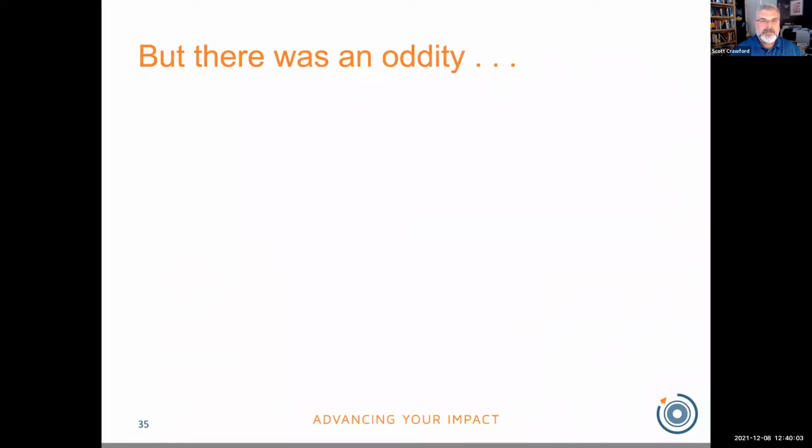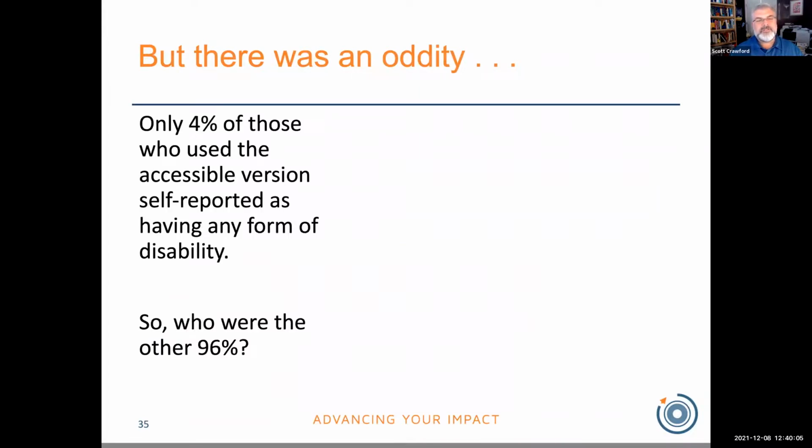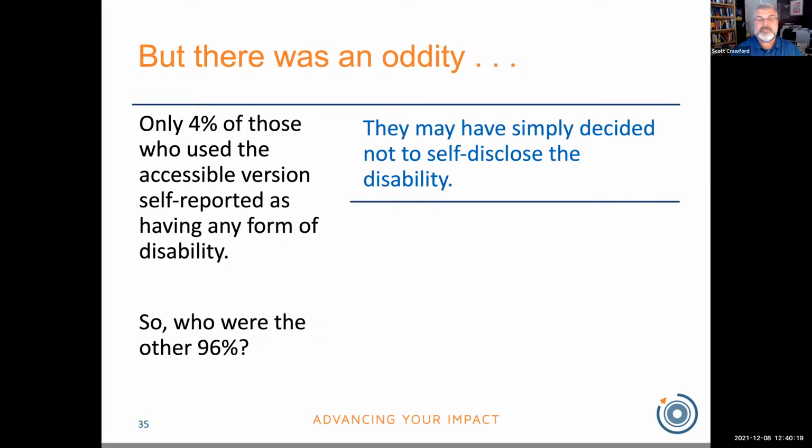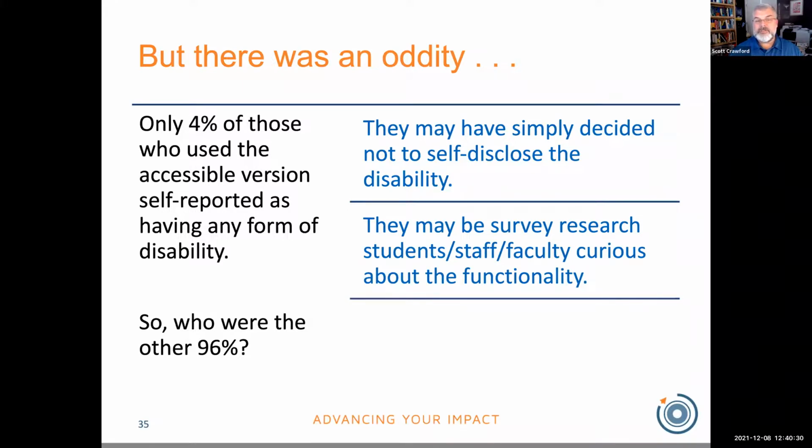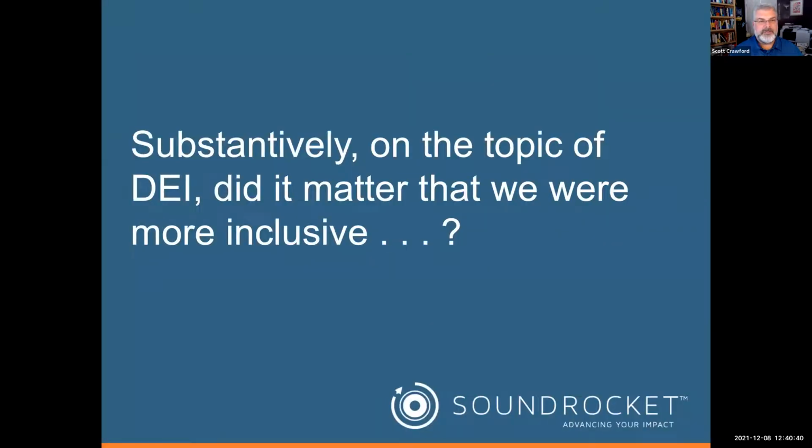So there was this oddity, though, that we noticed. Only 4% of those who used the accessible version self-reported as having any form of disability. So that means that 96% of those 300 and something people didn't self-identify as having a disability, but they still chose the accessibility version. Why? They may have simply decided not to self-disclose the disability. That might be the case. They may be survey research students, staff, faculty, curious about the functionality. There are some of those at the university. It might be something else. So we really started to look around and see what we can learn about this.